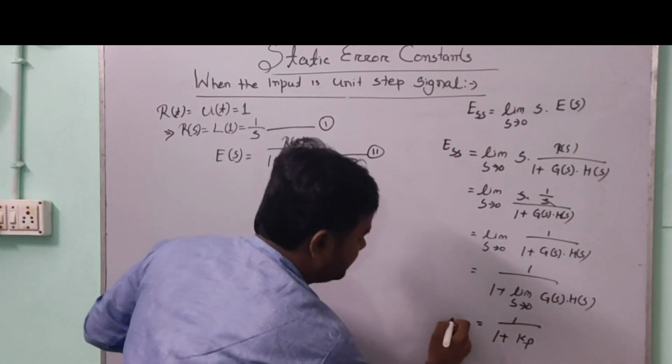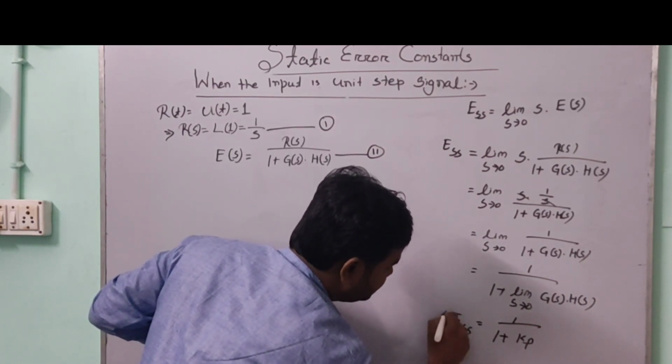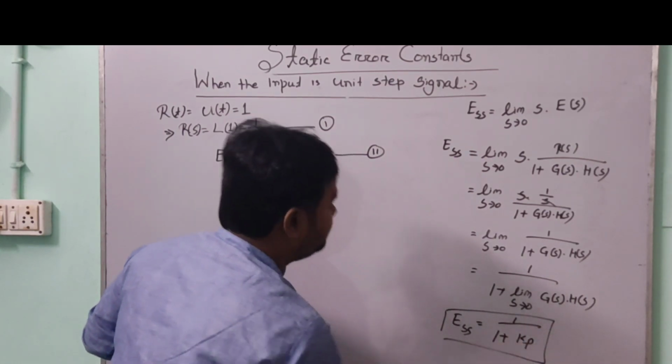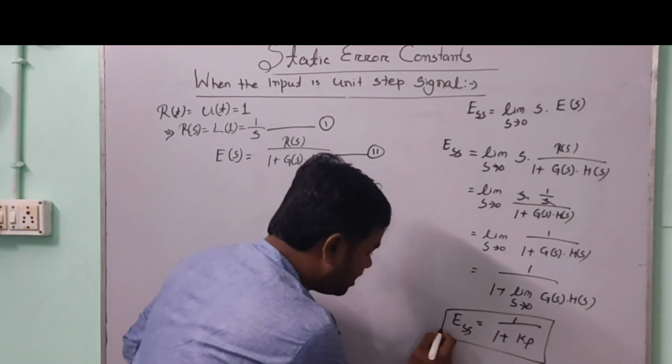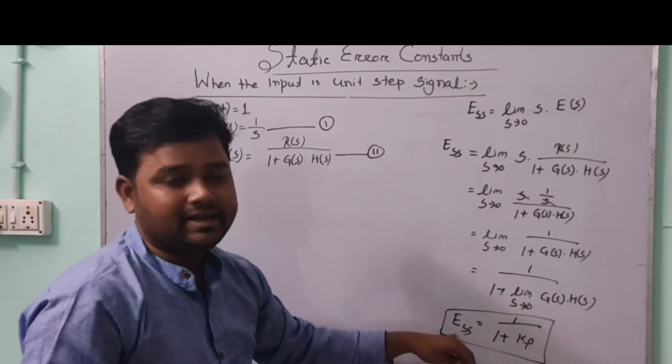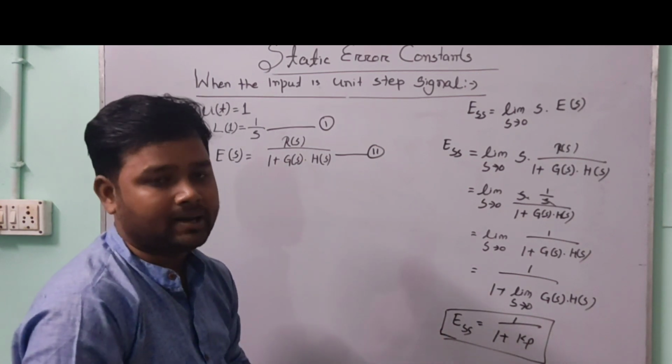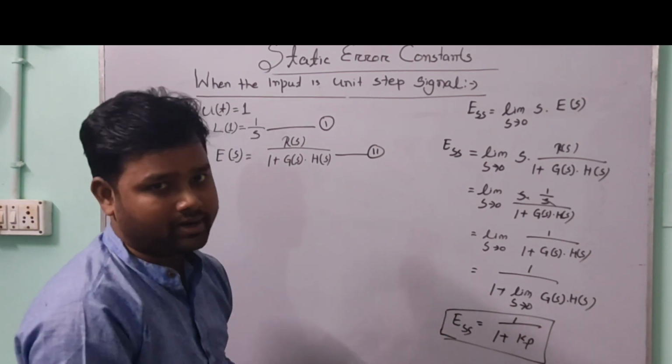This is the ESS, steady state error in terms of Kp when the input is a unit step signal. And also the value of ESS depends upon the type of the signal. We'll discuss it one by one.